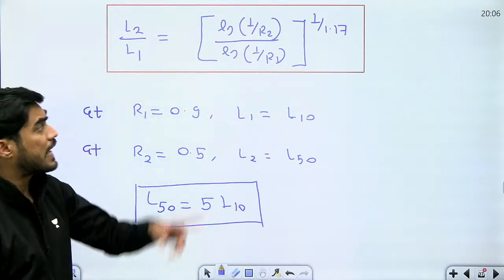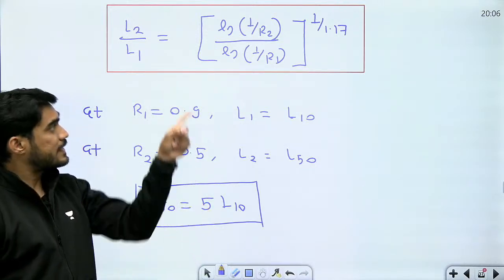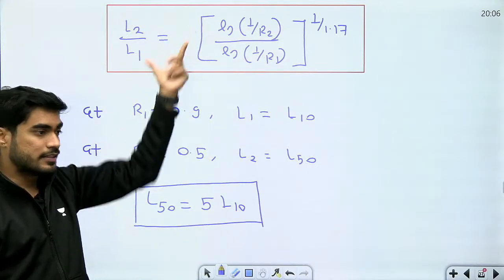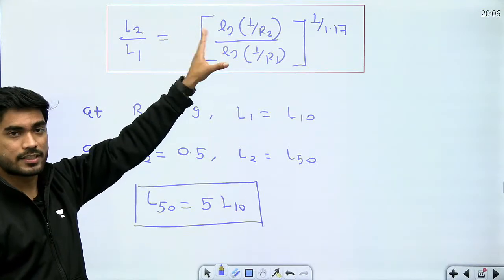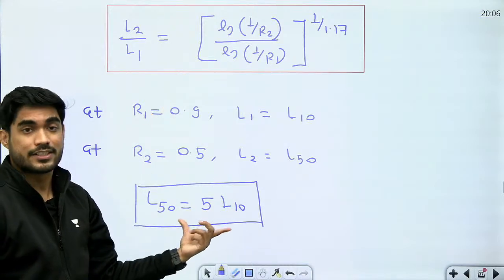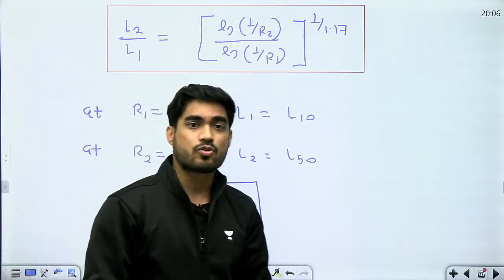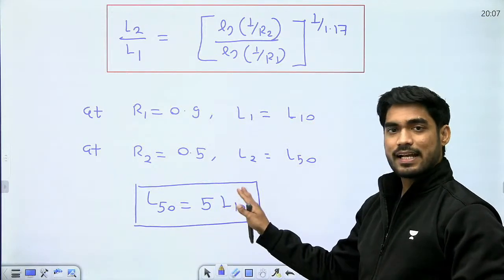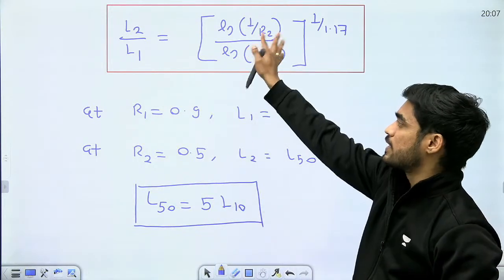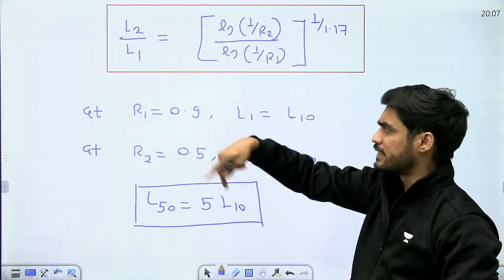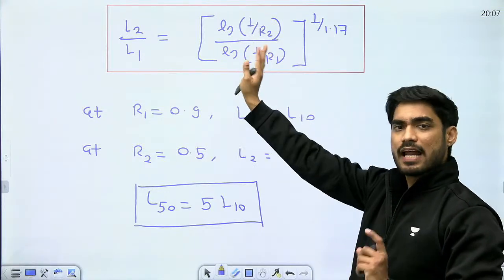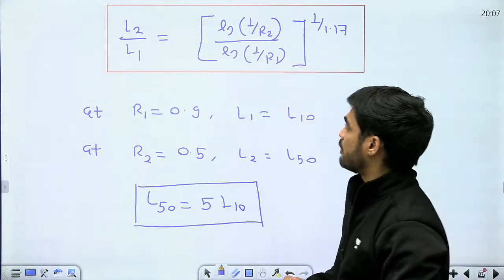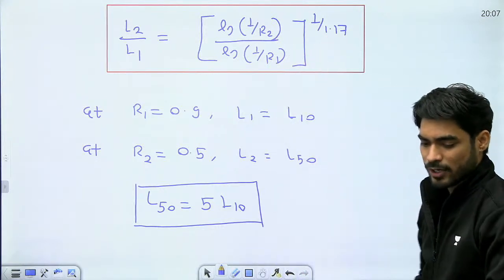But don't think that this relation comes from the equation. No, from this relation this equation is derived. L50 equals 5 times L10 is the relation based on which this equation is derived, from some probabilistic graph. L2 by L1 equals natural log of 1 by R2 upon natural log of 1 by R1, to the power 1 upon 1.17.